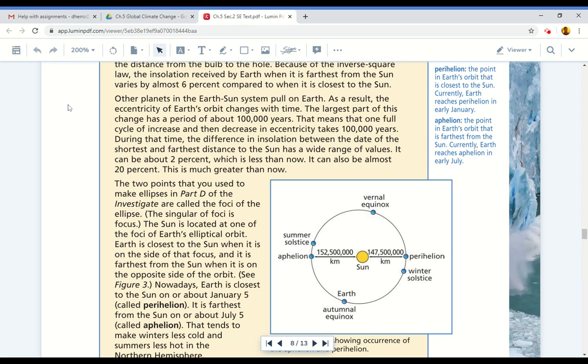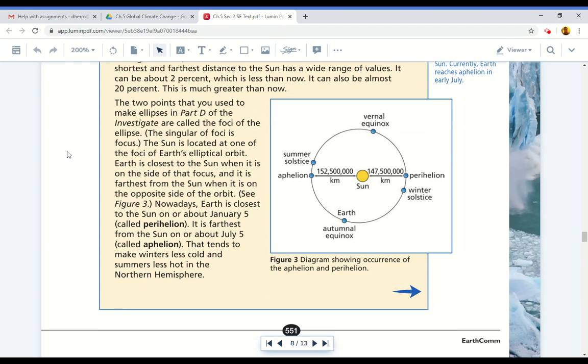Other planets in the Earth-Sun system pull on the Earth. As a result, the eccentricity of Earth's orbit changes with time. The largest part of this change has a period of about 100,000 years. That means that one full cycle of increase and then decrease in eccentricity takes 100,000 years. During that time, the difference in insolation between the date of the shortest and farthest distance to the sun has a wide range of values. It can be almost 2%, which is less than now. It can be almost 20%.